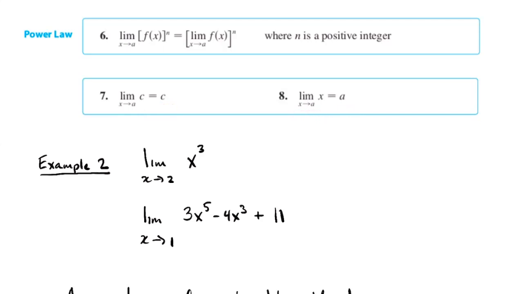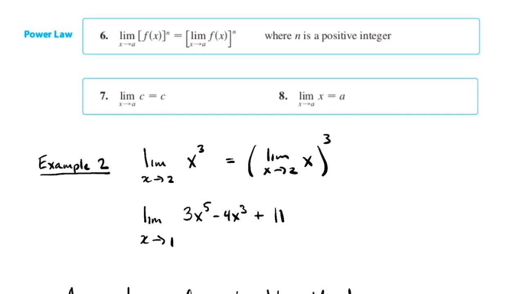You could make tables, graphs. How am I going to use them down here? Well, maybe to combine them. If I wanted to use this power law, if you wanted me to take the limit as x approaches 2 of x cubed, well, the power law, if I wrote it out in symbols, says I should take the limit as x approaches 2 of x, and then just cube that.